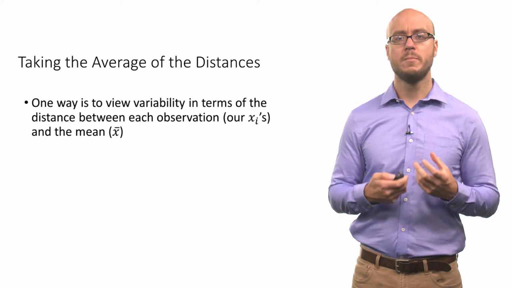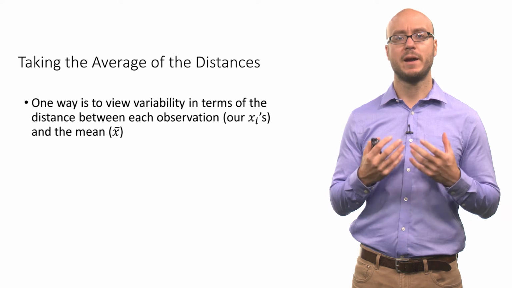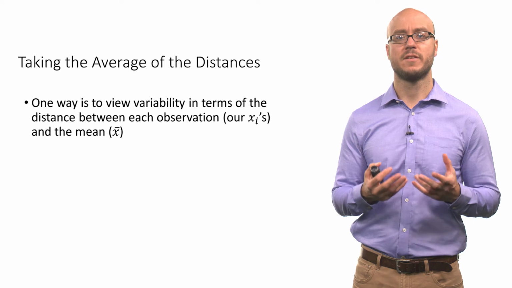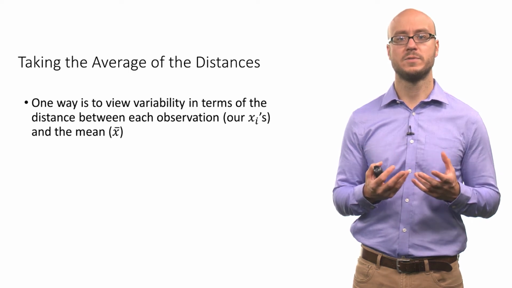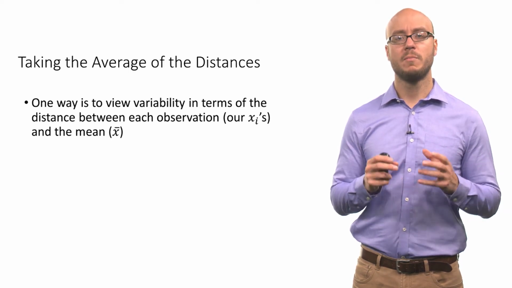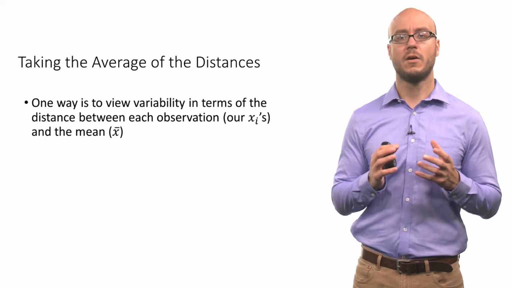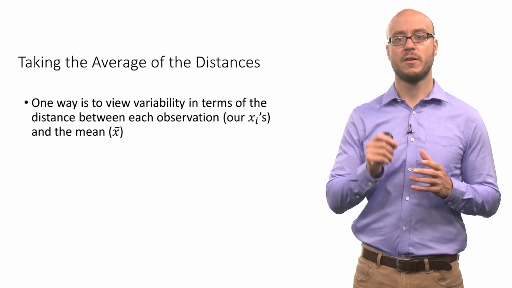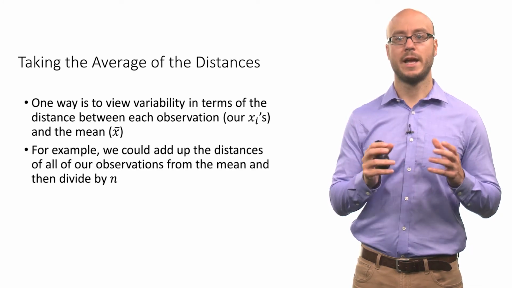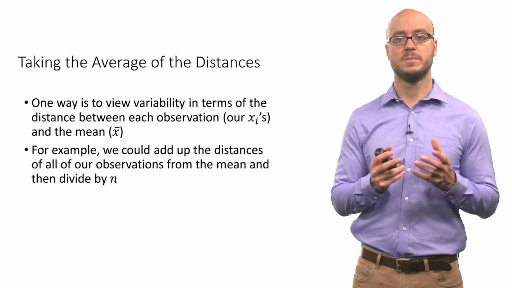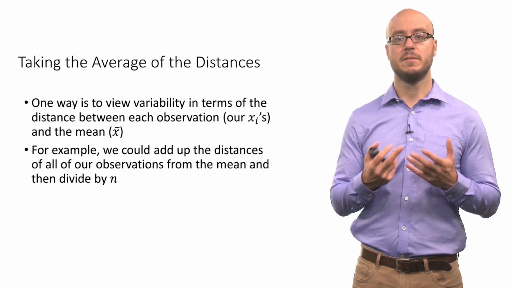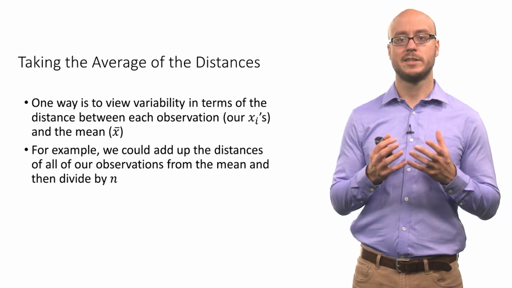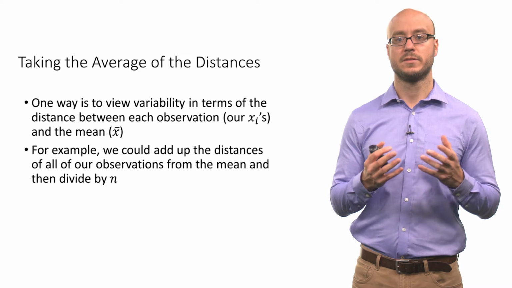One measure of variation that we might consider is the average of the distances from the mean for our set of observations. To put it another way, we might view the variability of our data points in terms of the distance of each observation from the mean. For example, we could add up all the distances of our observations from the mean and then divide by the sample size. So this can be considered as looking at deviations from the mean.